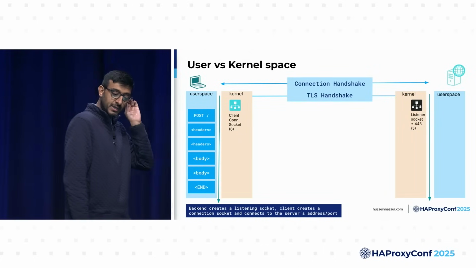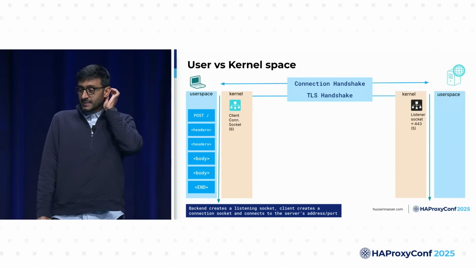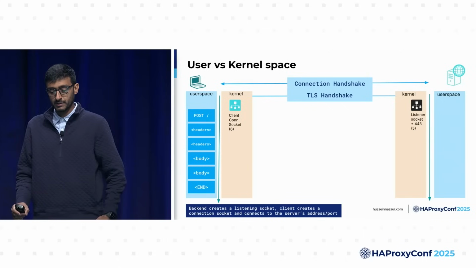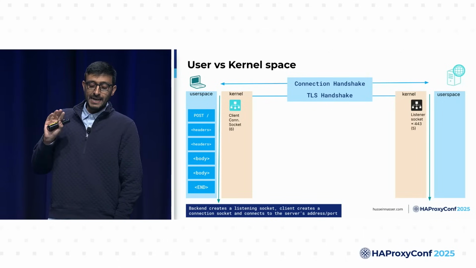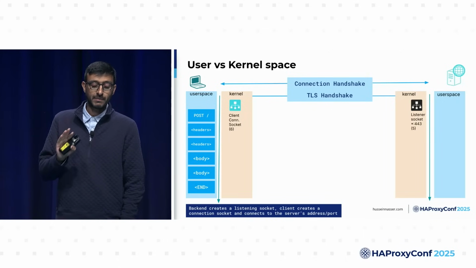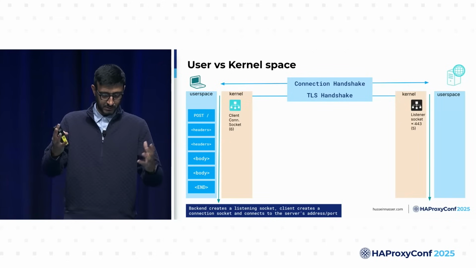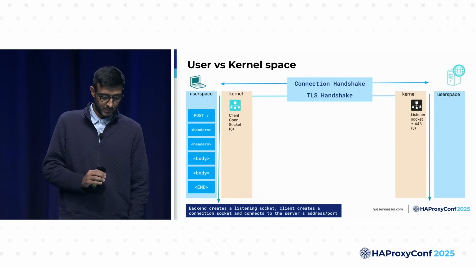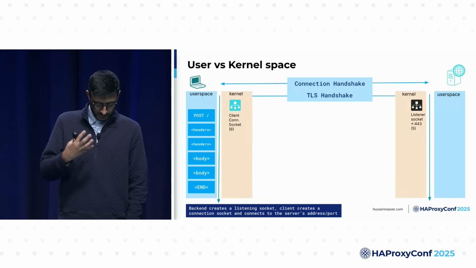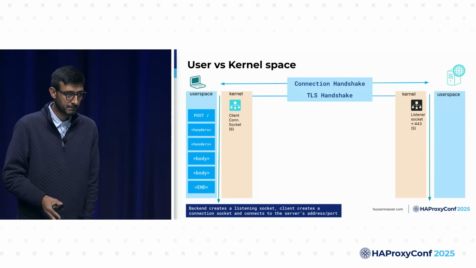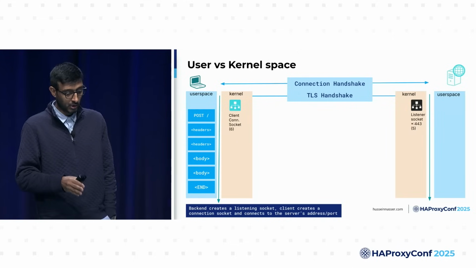Let's talk about user and kernel space. TCP as a protocol, which is the connection handshake, lives in the kernel. And the kernel is basically where the OS is, right? So it has an intimate connection with the hardware. It's a close relation to the hardware.